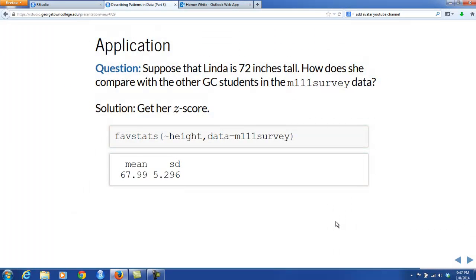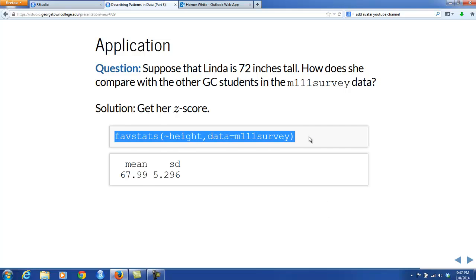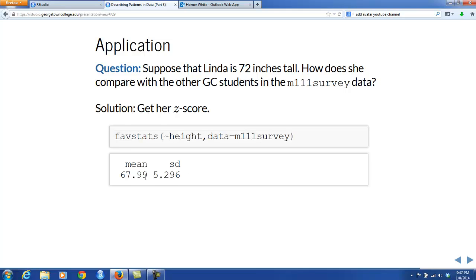So here's an application of z-scores. Suppose that Linda is 72 inches tall. How does she compare with the other Georgetown College students in the Math 111 survey data? The way you would solve this question is to get her z-score. Now for the z-score, you're going to need Linda's height, 72 inches, which you have, but you're also going to need the mean and the standard deviation for the heights of the people in Math 111 survey. So you'll want to run favstats and look at the mean and standard deviation that come out. Here they are, about 68 inches for the mean and about 5.2 inches for the standard deviation.